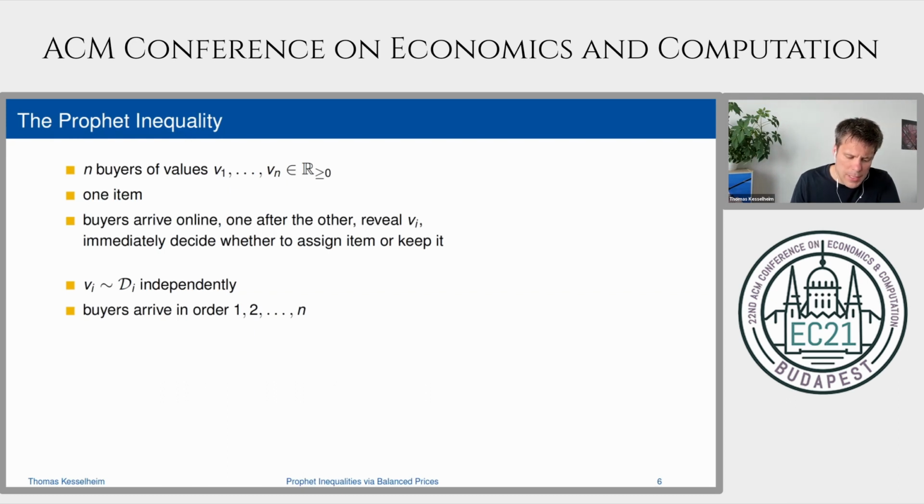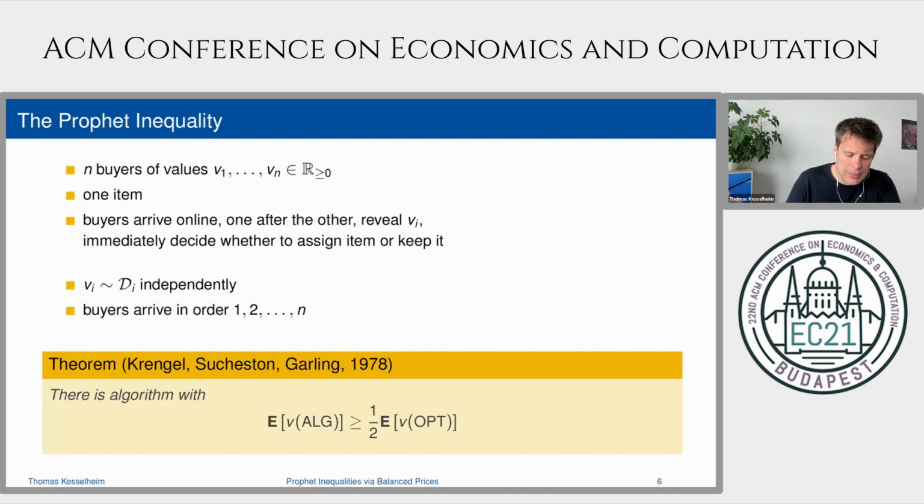So you could, in principle, relax this to not knowing in advance in which order the buyers will arrive. But to keep things simple, let's just assume that they actually arrive in order 1 through n. And then the standard profit inequality tells us that there exists an algorithm for which the expected social welfare that you're achieving is at least a half times the expected value of the optimal solution, which in this case is a half times the expectation of the maximum in that sequence.